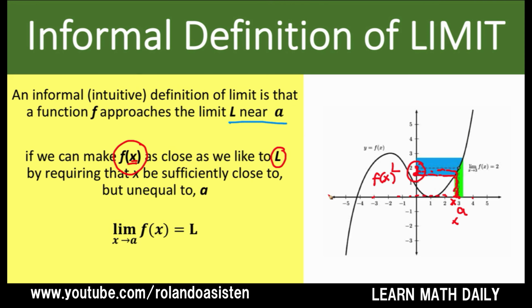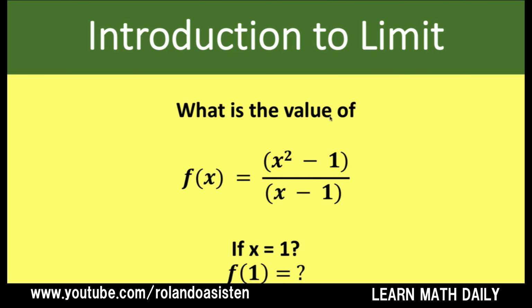So we can now write this idea in this way. The limit of the function, which is the curve, as the input x approaches A, is the limit L. Let's have some examples so you can understand this. Let's say you have this question. What is the value of the function (x squared minus 1) over (x minus 1) at x equals 1?